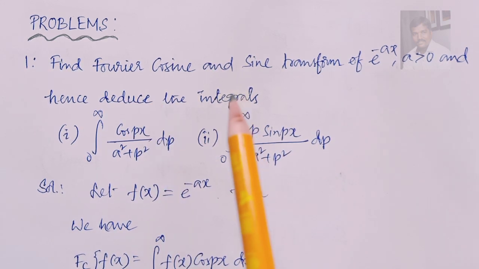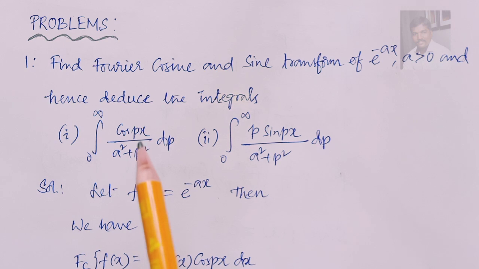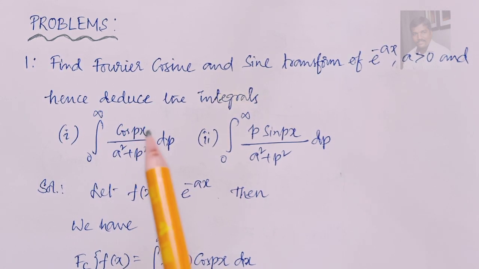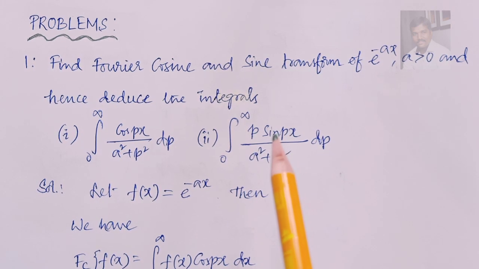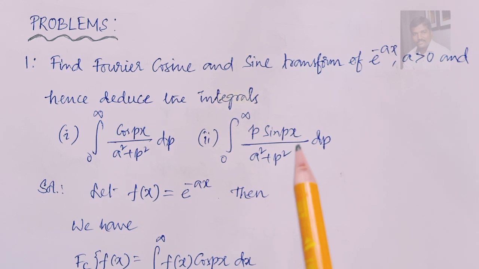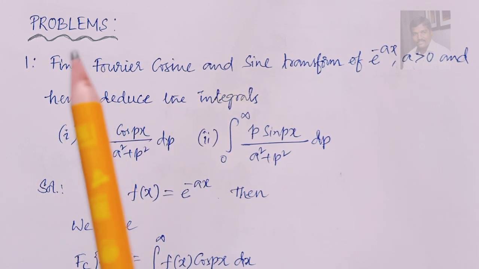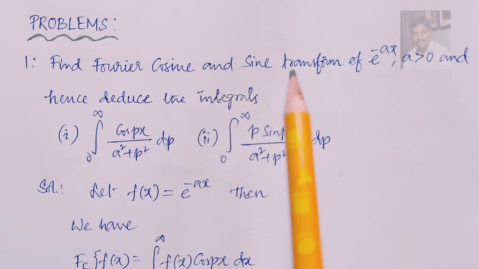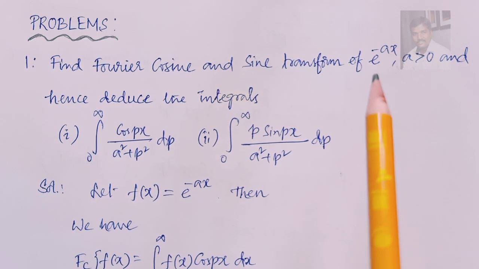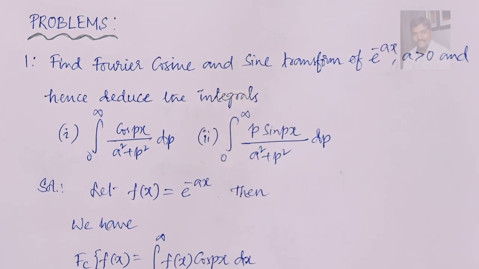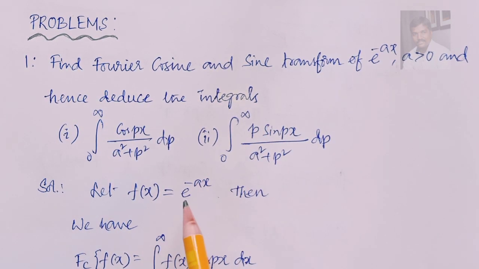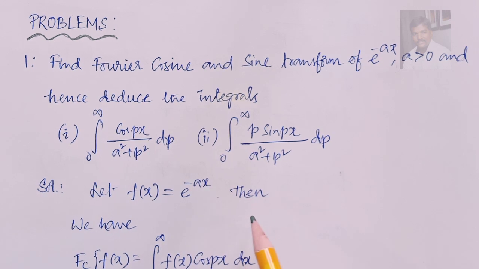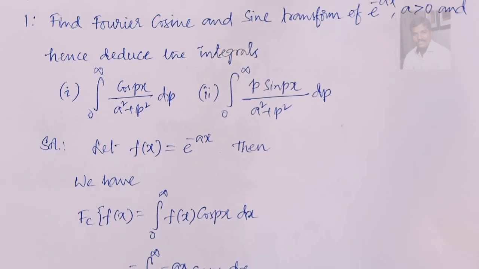Whenever we are asked to deduce the integrals like this, since we have cos px here, we have to use the inverse Fourier cosine transform, and since here we have sin px, we have to use the inverse Fourier sine transform. Remember this for these integrals. First, we are asked to find the Fourier cosine and sine transform of e^(-ax). So let f(x) be equal to e^(-ax). Then we know the formula.